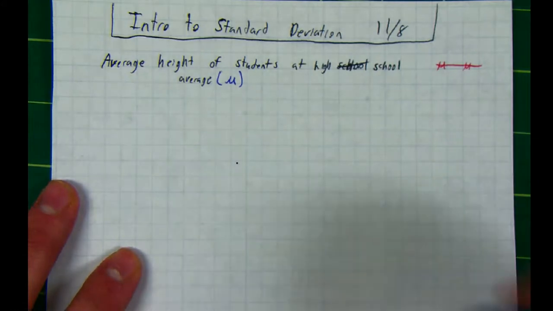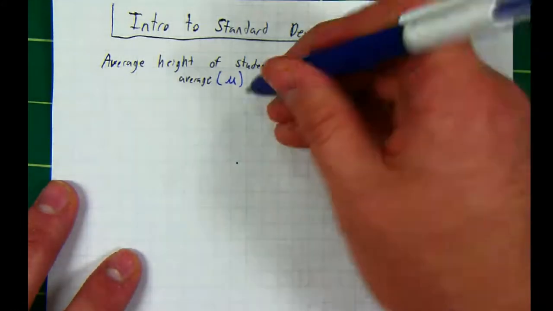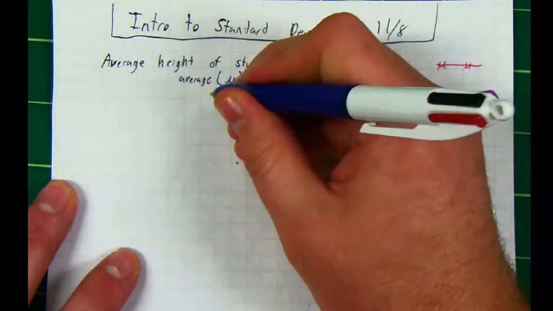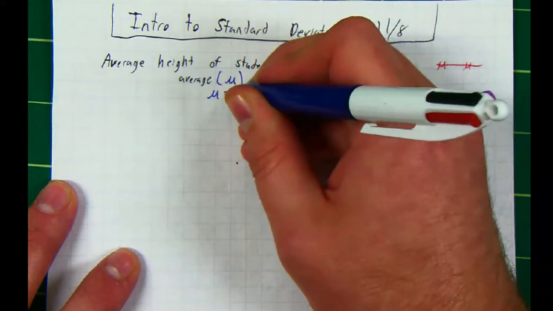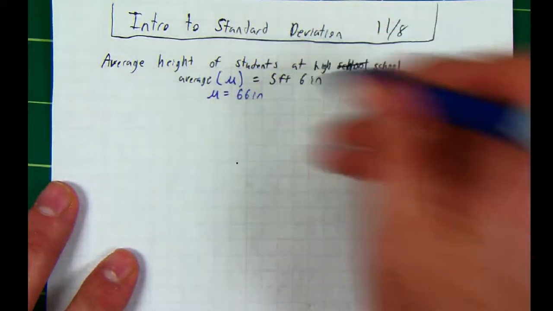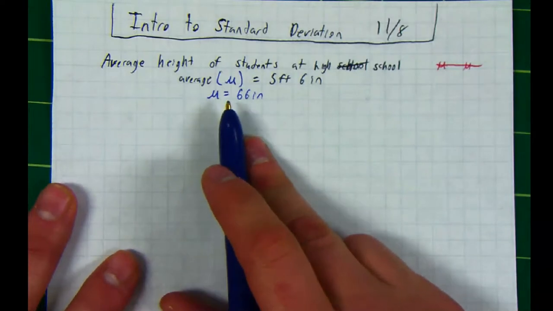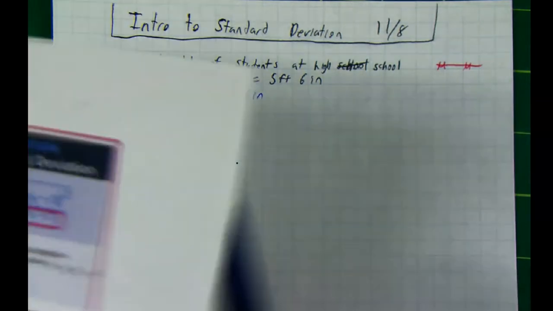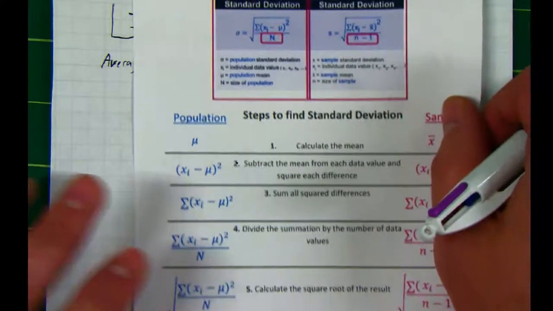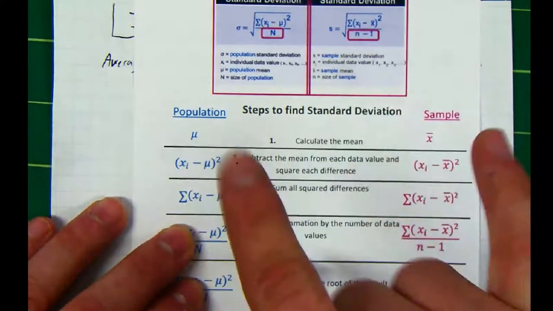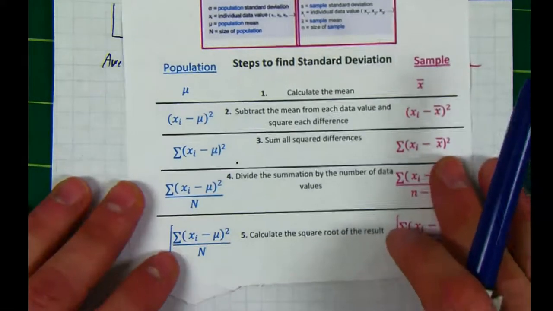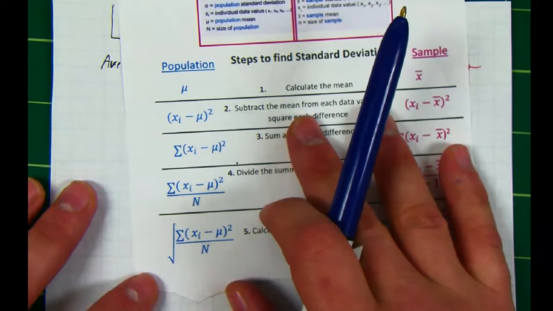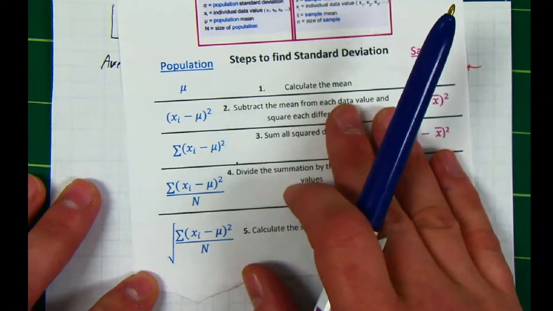Let's say I found the average and I got 5 feet 6 inches. What would that make it in just inches? 66 inches. So our average, or mu, is 66 inches. Do y'all see this formula that y'all picked up when y'all walked in? There's 5 steps to it and there's 2 versions. We will look at these in more detail tomorrow. Don't stress too much about how to calculate standard deviation. Let's just talk about what it is after we've calculated it.